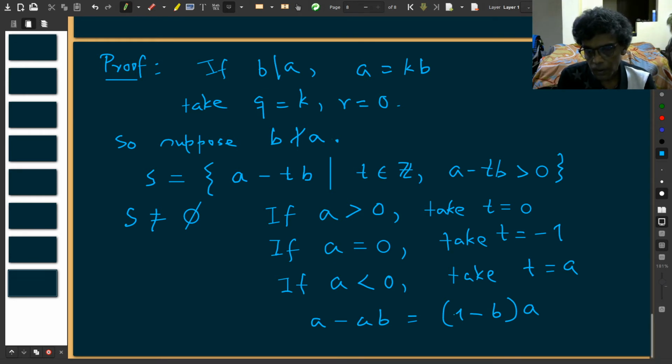So, B is greater than or equal to 1, B is greater than 0. So this quantity is non-positive. This is negative. So this is greater than or equal to 0. And if I take a slightly larger thing, A plus 1, this will become positive. Just one more, plus 1. It will be positive. Anyway. So this S is non-empty. The set of all A minus TB type of integers which are greater than 0.